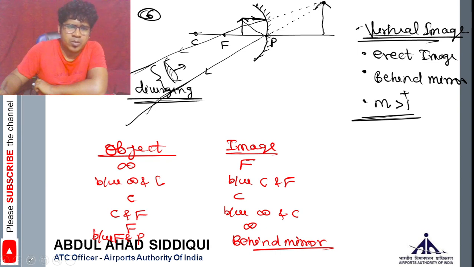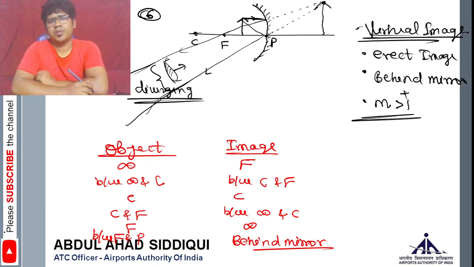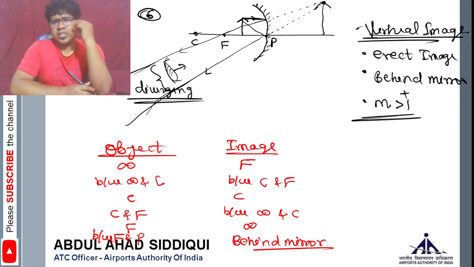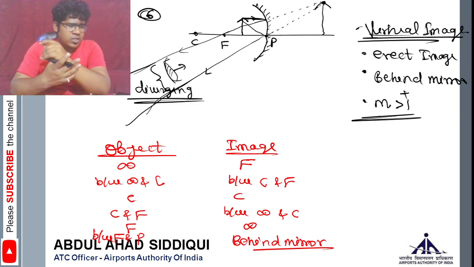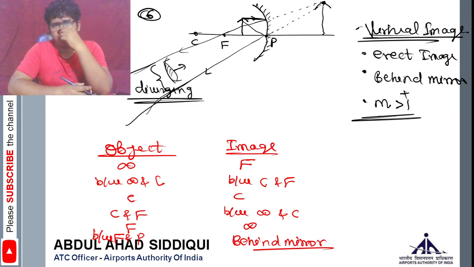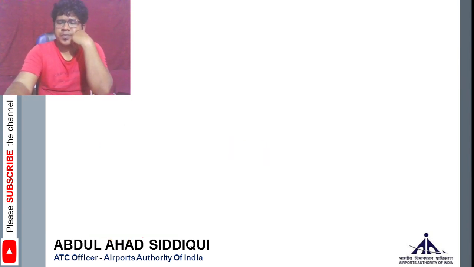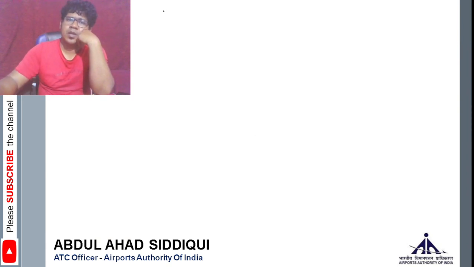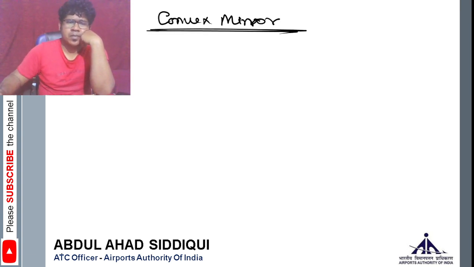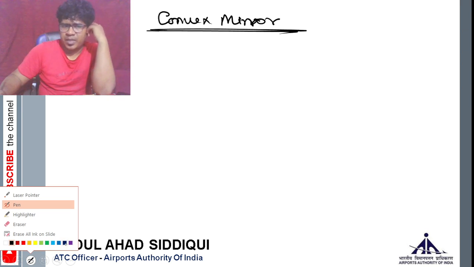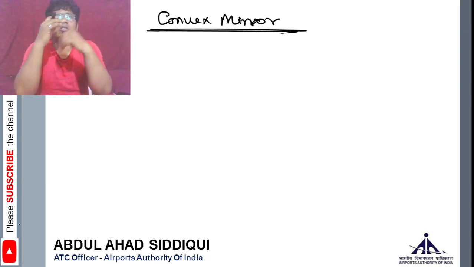So this you have to remember, right? This you have to remember. So please try to understand this in detail. This is the thing which you have to remember, and let us move on to the next mirror, that is the convex mirror, right? So I hope you understood it. Convex mirror. So image formation in the convex mirror.